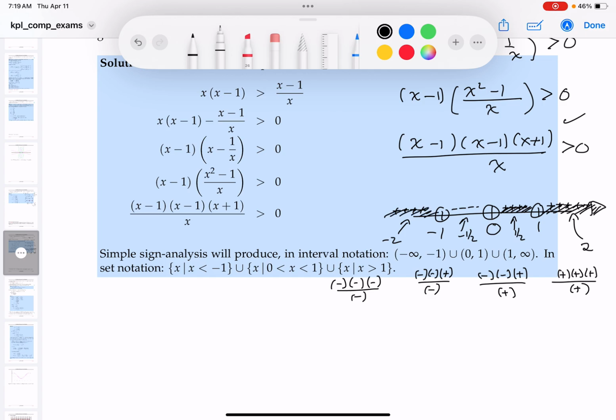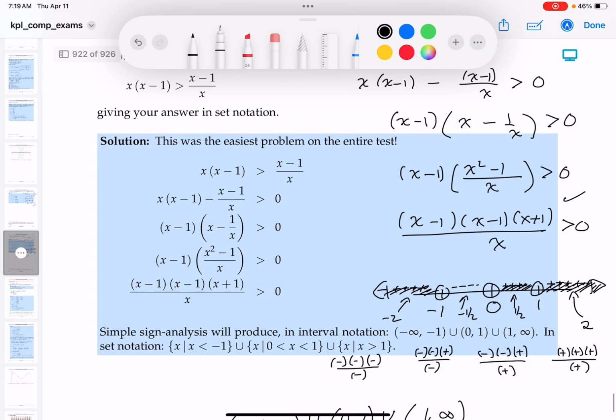Right? Now, granted, at my school, I enforce the students to write down an interval for this. And let me do that for you. Minus infinity up to minus 1, don't touch it. Union, 0 up to 1, don't touch it. Union, let's see, 1 off to infinity. And that's the interval notation, by the way. So minus infinity to minus 1, union, 0 to 1, union, 1 to infinity.